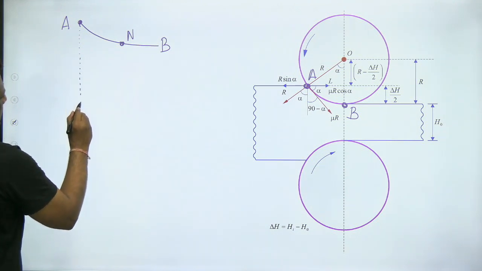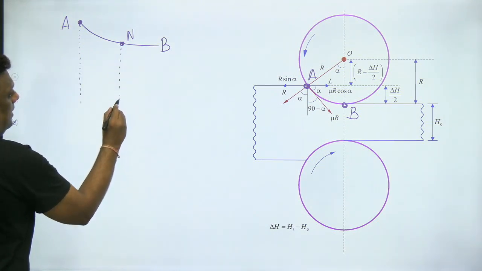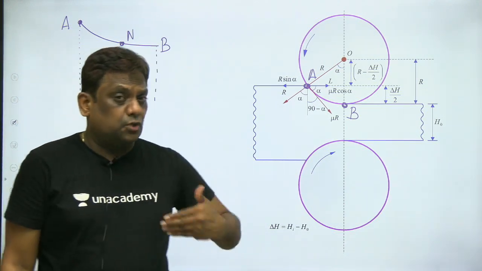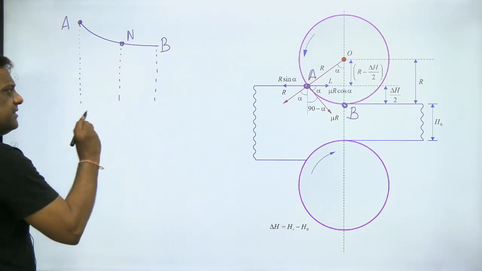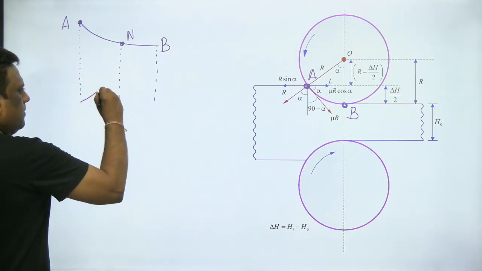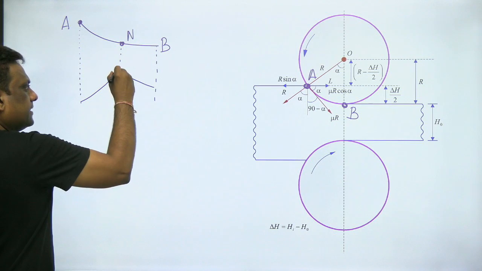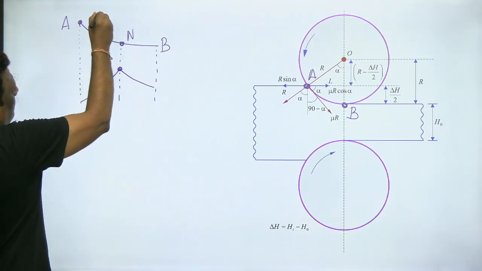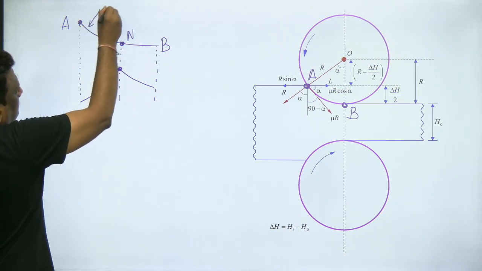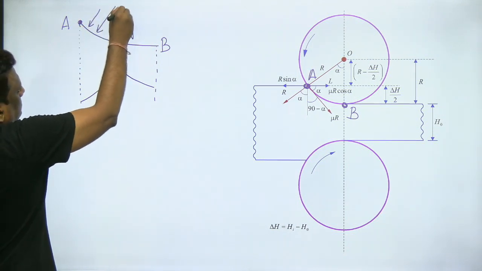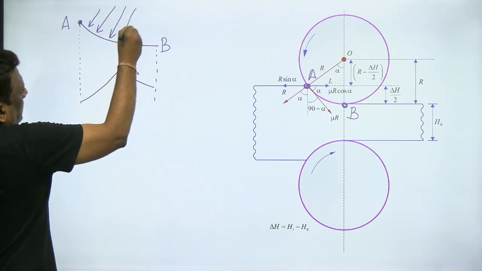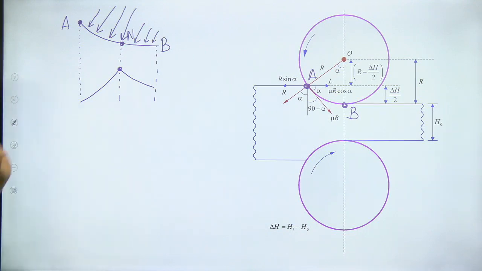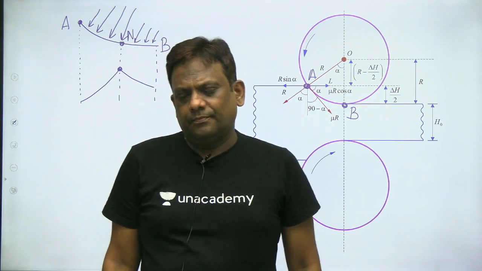I think I had explained this in my last class, that the pressure is inversely proportional to slip. I explained everything very clearly in my earlier class, so please see that once. Here the pressure is maximum. What is happening here? The pressure is increasing, and again it is decreasing. So the pressure is not uniform.